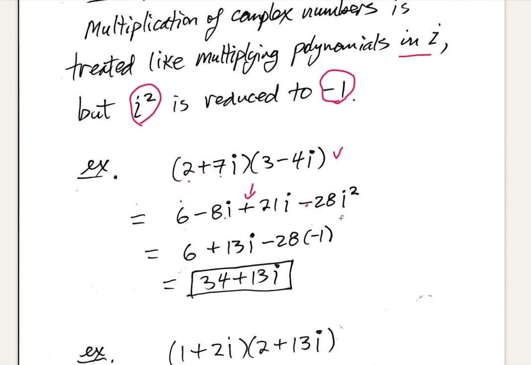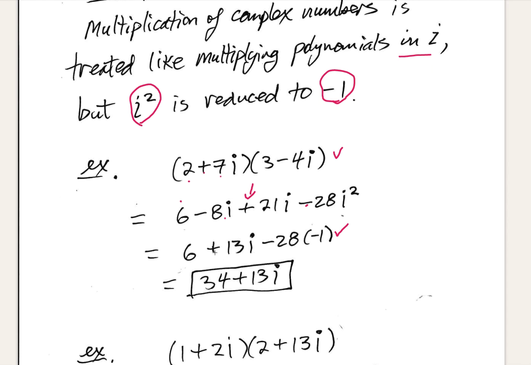7 times 4 is 28. I times I is I squared, right? Okay, but here I'm jumping in. Remember, I squared is -1, so I'm replacing I squared by -1 here. I'm going to combine these two I terms. -8i plus 21i is plus 13i.